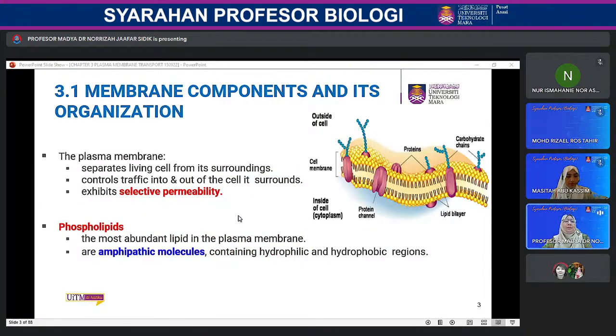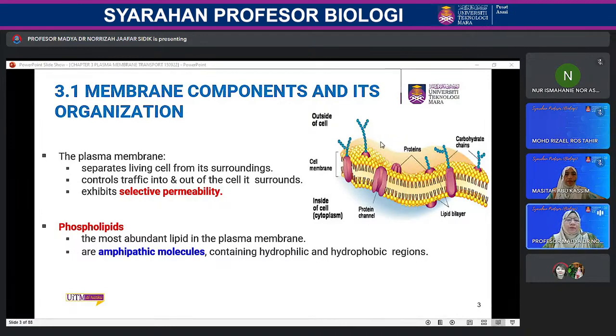Now we look at the membrane components and their organization. If you look at the figure on the right side here, it shows the plasma membrane and its components, where you can see the protein channels, the lipid bilayer, and the carbohydrate chains. You can see here the outside of the cell and the inside of the cell, the cytoplasm.